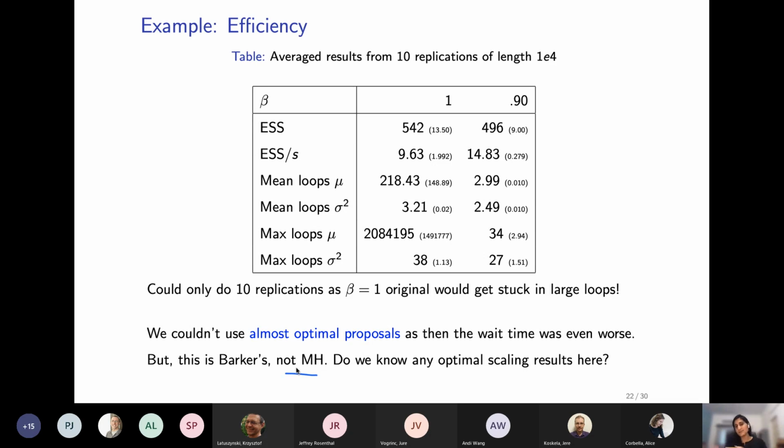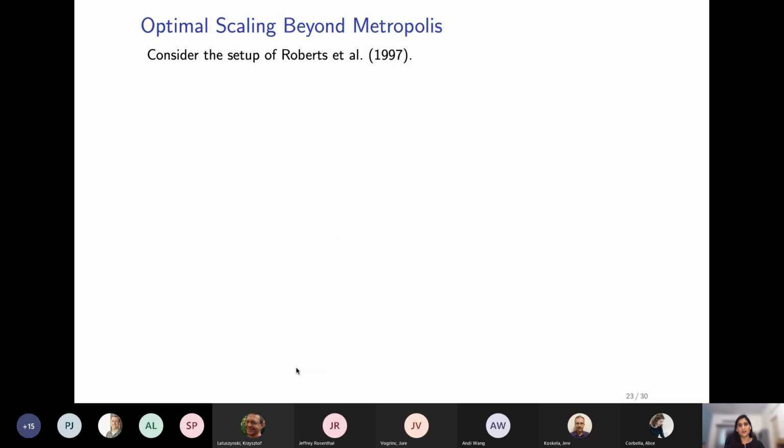So I'm going to go into a little bit of a different work that was heavily motivated by this first work and come back to this again. Okay, so I'm going to do a little bit of a detour. And the detour is going to be optimal scaling beyond Metropolis. I'm going to talk about how we have done the optimal scaling in general, outside of just assuming the acceptance function to be Metropolis Hastings.